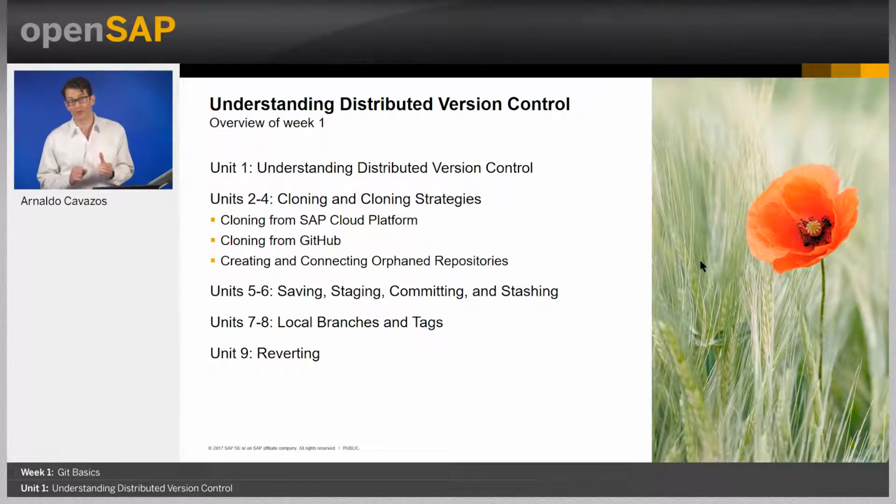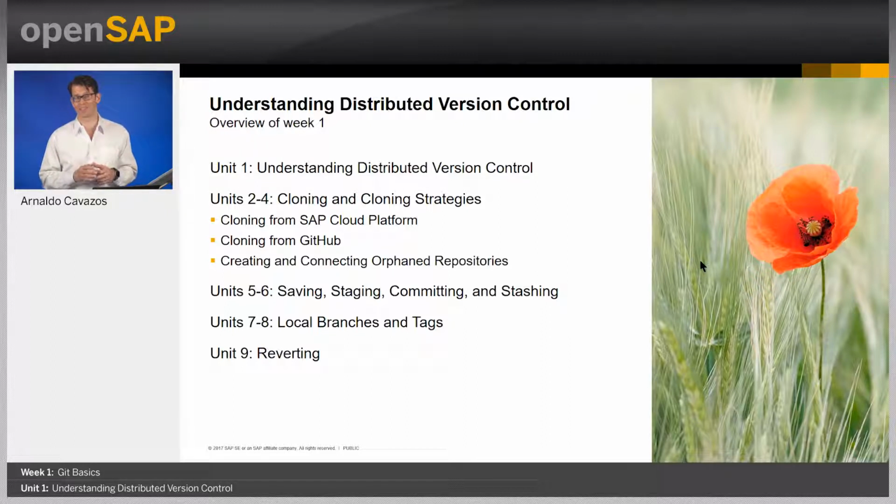In Unit 5, we will discuss and demo the staging area and how Git knows which changes you want to be tracked in a new version. And in Unit 6, we're going to give a demo of stashing. In Units 7 and 8, we're going to discuss the nuances of branches and tags.